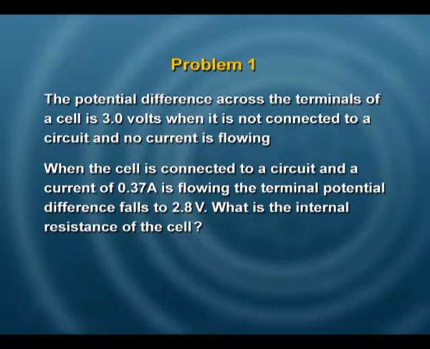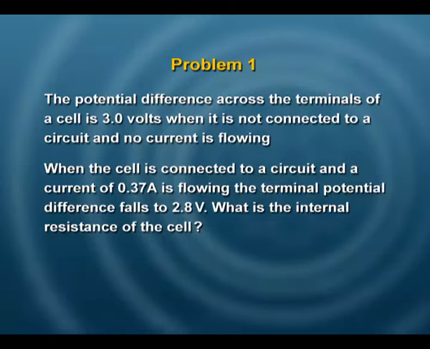We are going to now do some problems. We are going to see how we can calculate the internal resistance in each of those cases. Supposing the potential difference across the terminals of a cell is 3 volts. That means it is the EMF, because it is not connected to a circuit and no current is flowing. So 3 volts is the EMF given. When the cell is connected to a circuit and a current of 0.37 amperes is flowing, the terminal potential difference falls to 2.8 volts. What is the internal resistance of the cell?